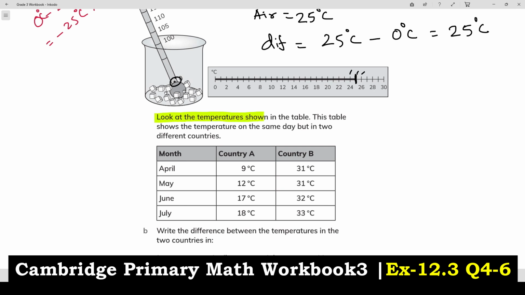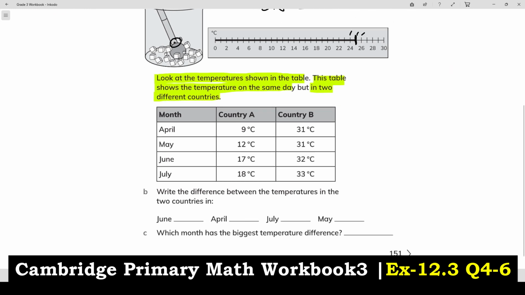Look at the temperature shown in the table. This table shows the temperature on the same day but in two different countries, country A and country B. Here are April, May, June, July, four months of temperature for the two countries. Our question: write the difference between the temperatures in the two countries. So we can make another column which is difference, right?